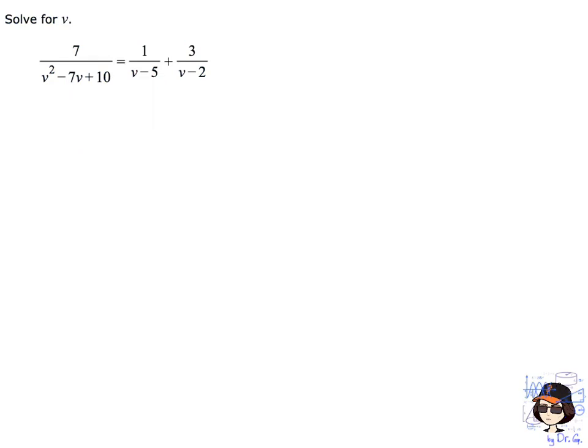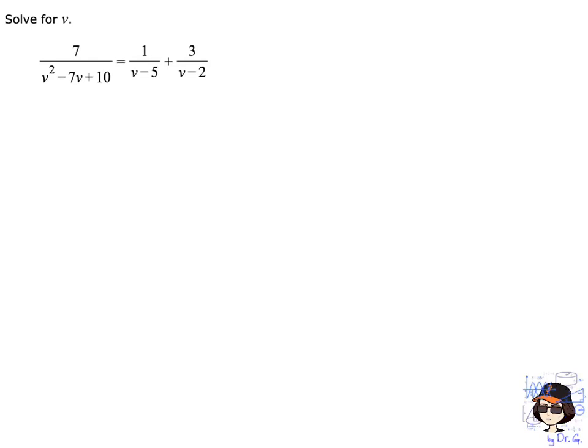All right, let's start with our first equation. It says solve for W. And notice we have three rational expressions, and one of them, the one on the left, has a quadratic in the denominator that's not factored. The other two fractions each have a binomial, and they're in completely factored form.